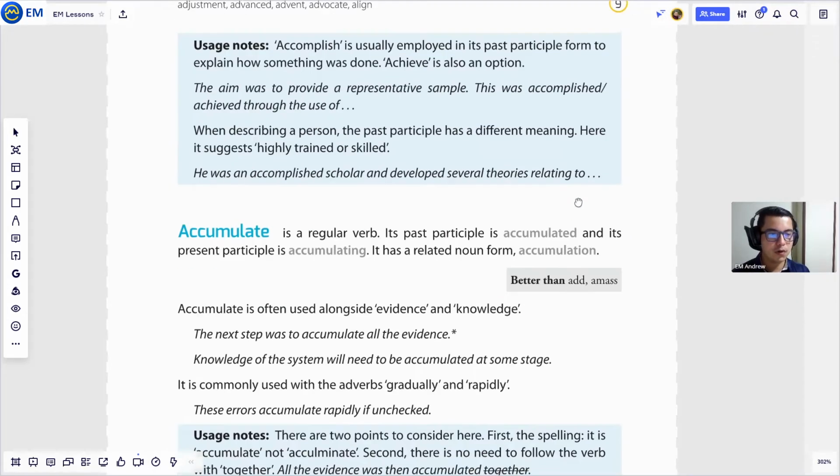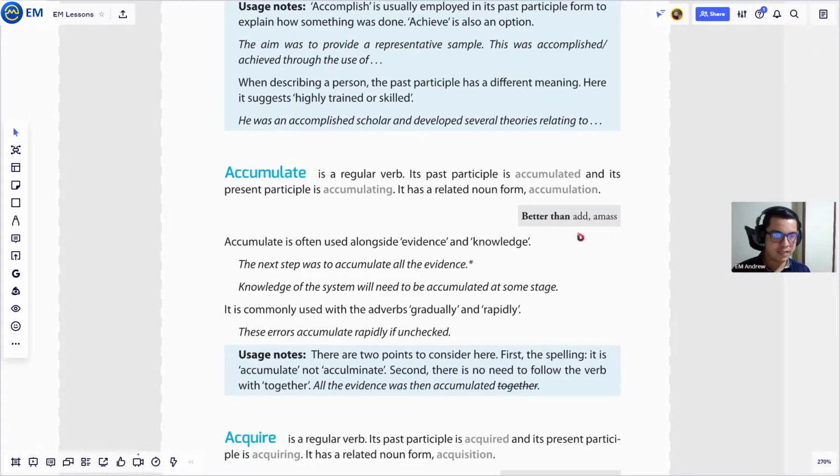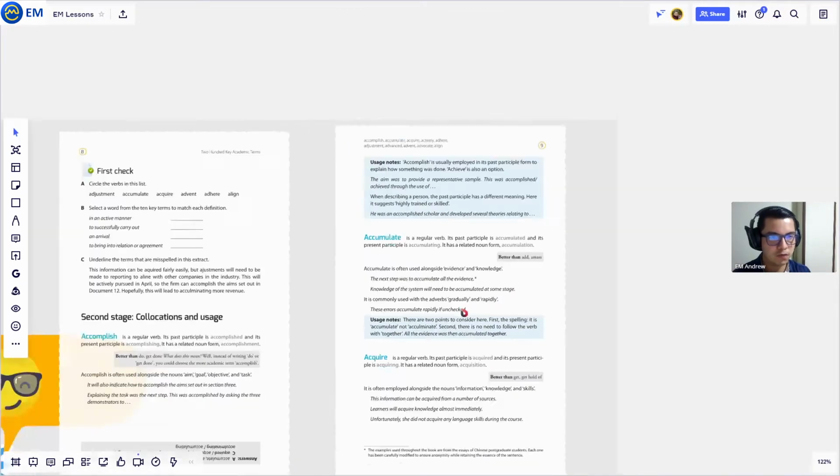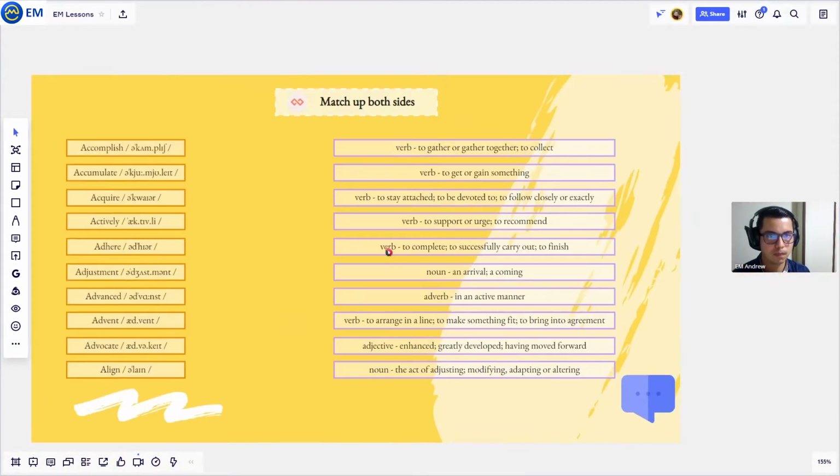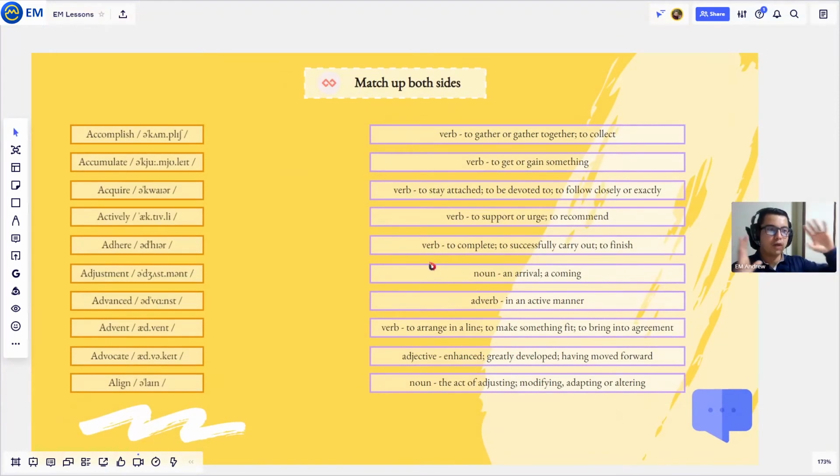All right, so please do the same exercise for every single word. I really would like to keep this lesson not so long. So we are going to move forward to another part. Now, once you check all those pages, please come over here. So we are going to practice with this exercise. Match up both sides.